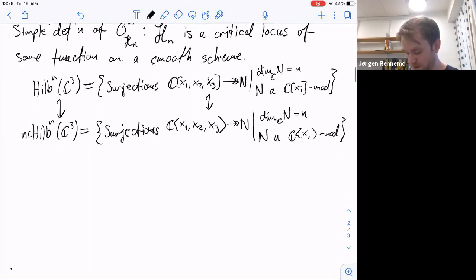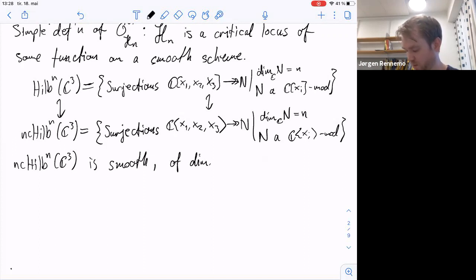The surprising fact about this is that the non-commutative Hilbert scheme is a much nicer space than the Hilbert scheme itself. The non-commutative Hilbert scheme is smooth and of dimension n plus 2n squared. All of that follows from noticing that there's a GIT description of it.